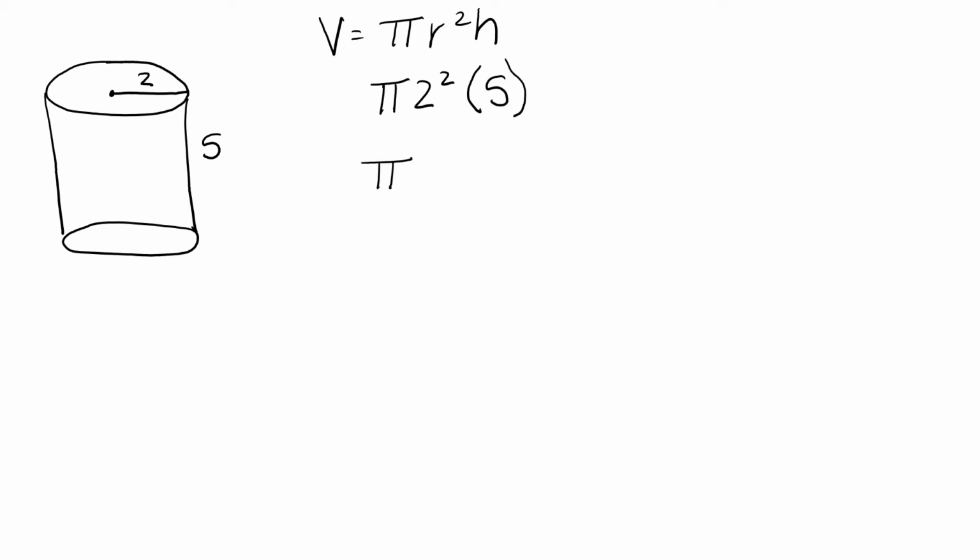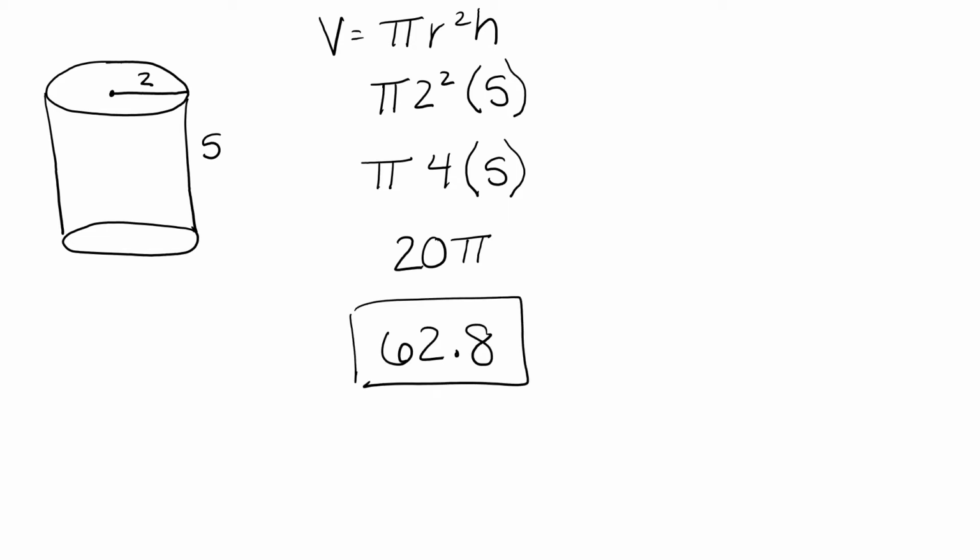Solving exponents first, 2 to the second power is 4. We multiply 4 times 5 to give us 20. And then we multiply by pi. The directions tell us to use 3.14 for pi, and so we get an answer of 62.8. The directions also tell us to round to the nearest tenth. 8 is in the tenths place. There's no other decimals, so we can leave our answer as 62.8.